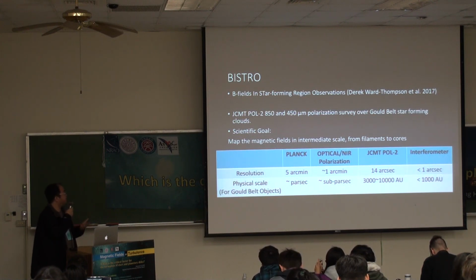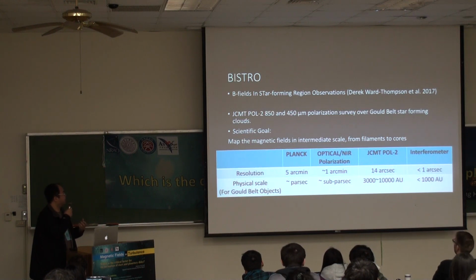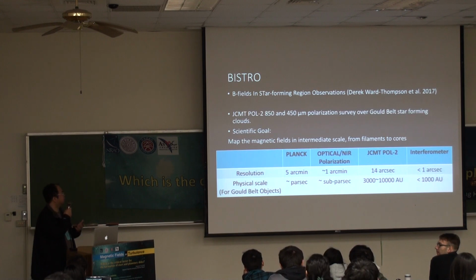So the advantage of using single-dish polarization is to really cover the scale between the large scale and the interferometer. Here we can try to answer the big question: what is the role of the magnetic field from the filaments to the formation of cores?